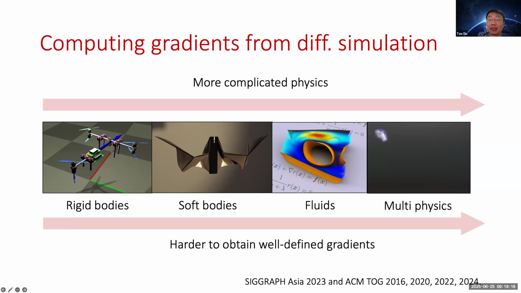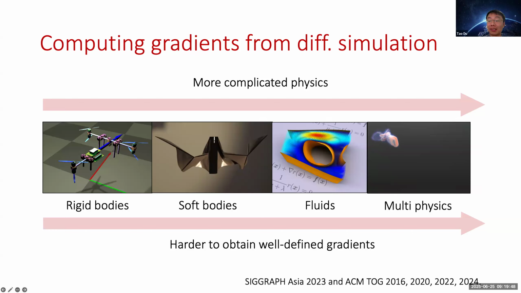For example, this soft fish swimming in water. And this coupling adds another layer of complexity. A general pattern we have experienced in our past projects is that computing gradients is closely related to simulating the physical systems itself. In particular, the difficulty of obtaining the gradients is also highly dependent on the difficulty of computing the forward simulation.